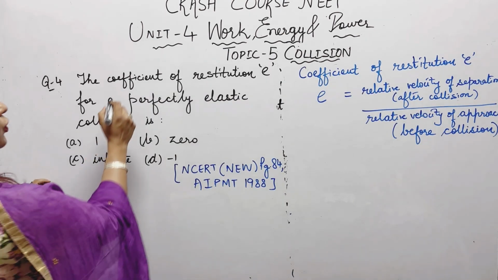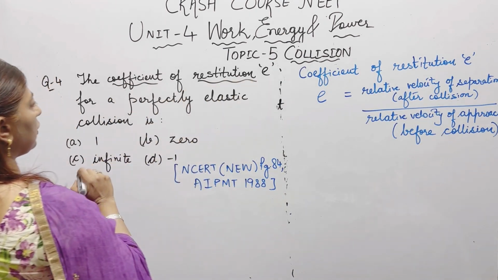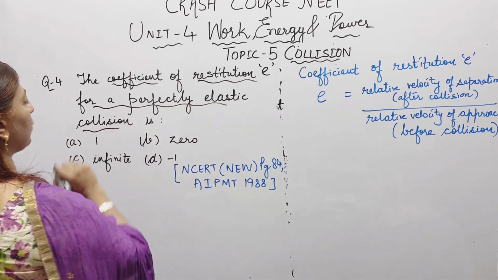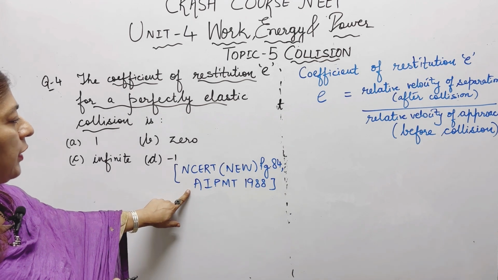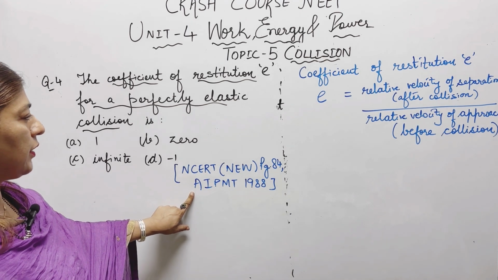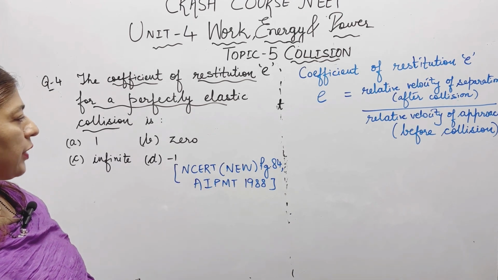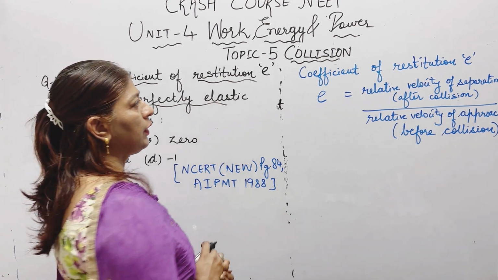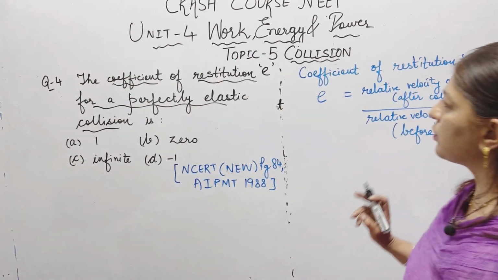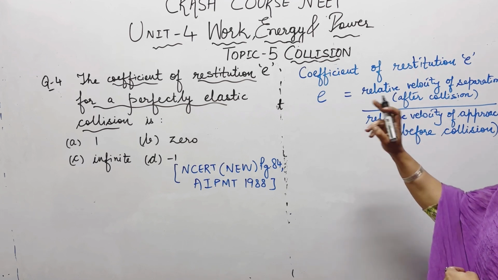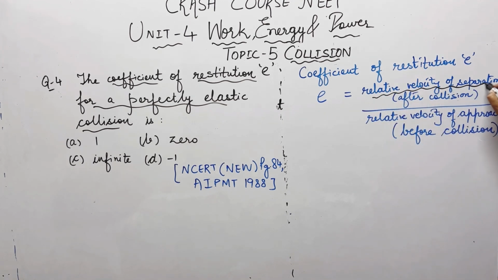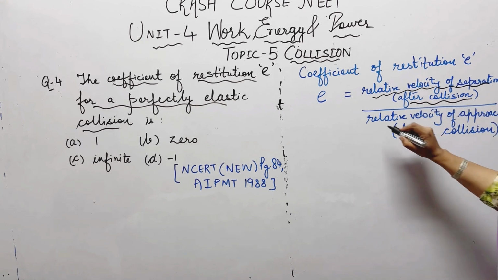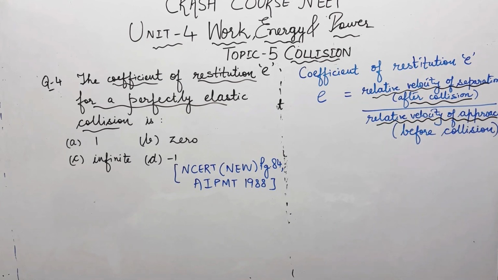This is a question about the coefficient of restitution e for a perfectly elastic collision, and these four options have been given. This question has come in All India PMT 1988, and it is on page number 84 of new NCERT. See here, first you make it clear what the coefficient of restitution is. It is equal to the relative velocity of separation after collision to the relative velocity of approach before collision.